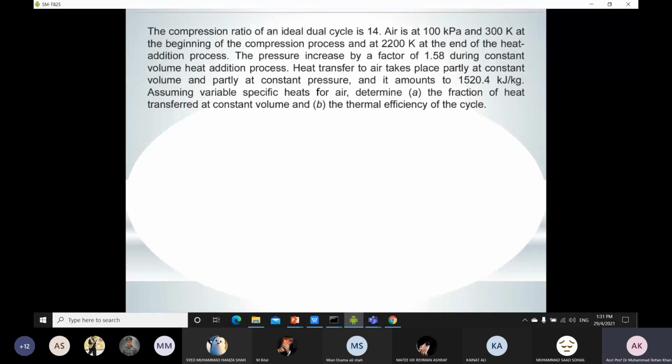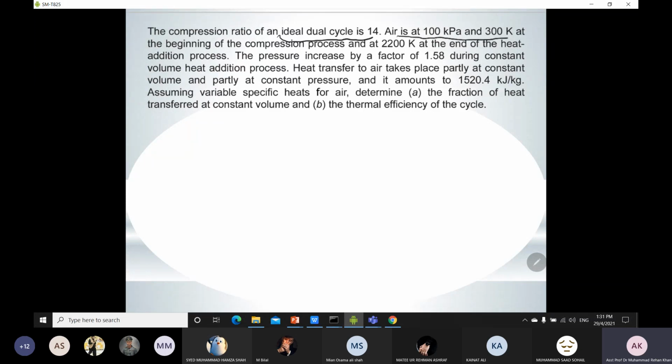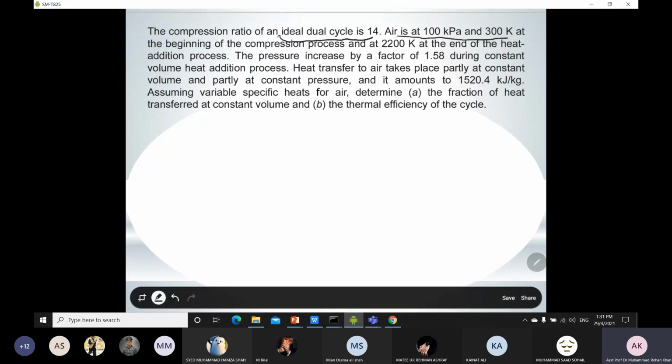The compression ratio of an ideal dual cycle is 14, so that means r is given. Air is at 100 kilopascal and 300 Kelvin at the beginning of the compression process, so pressure 1 and temperature 1 are mentioned in your question. And 2200 Kelvin at the end of the heat addition process, so that means it will be point number 3 in your TS diagram or in your PV diagram, if you correlate with your previous slide.